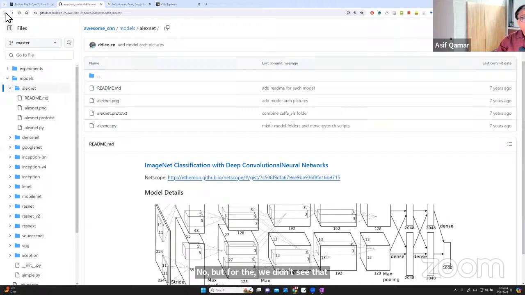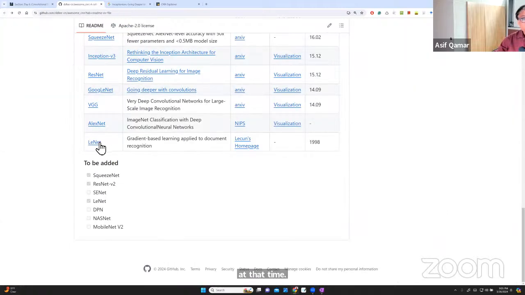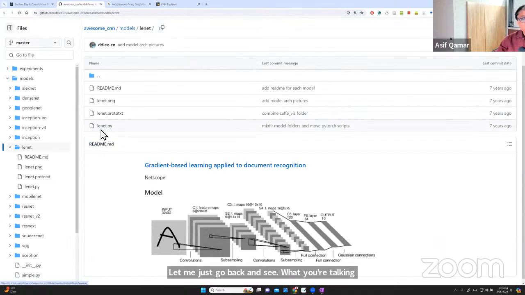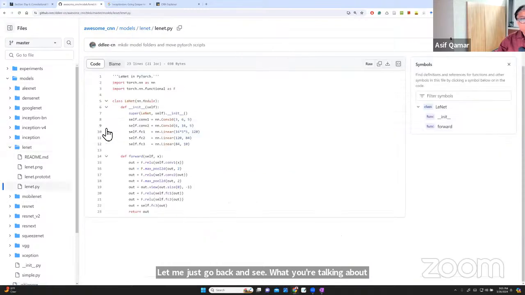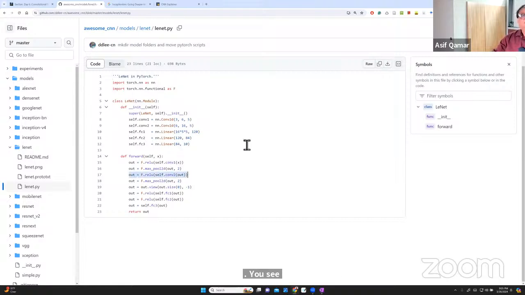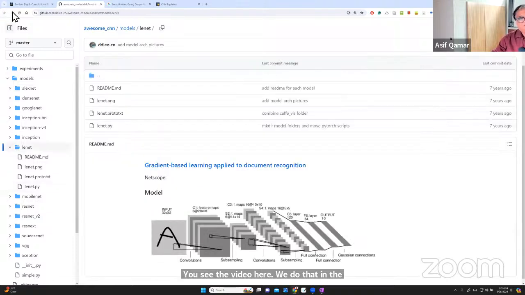Let me just go back and see. What you're talking about is this guy, right? Yeah. Today, when we implement it, linear, you see the ReLU here. Yeah, here is the ReLU. We do that in the forward. Yeah. But not on the... Oh, it is just a different way of writing the same code. You could write the code either way.